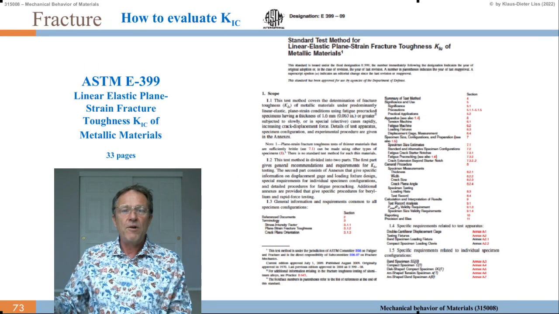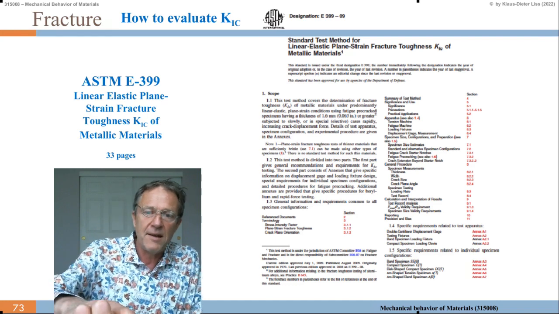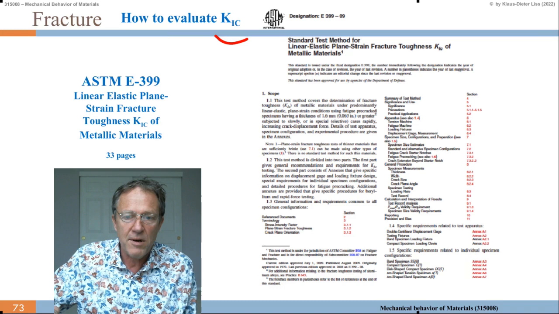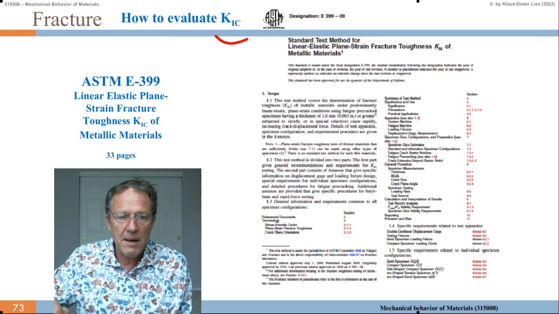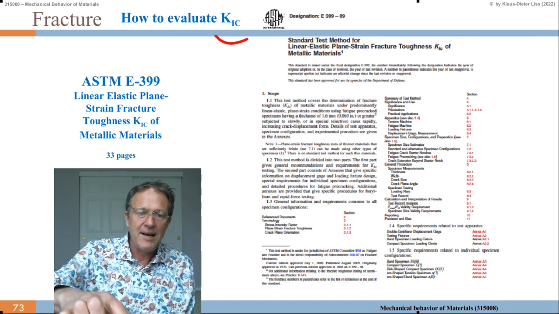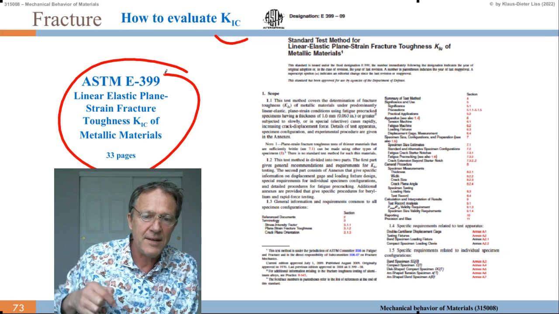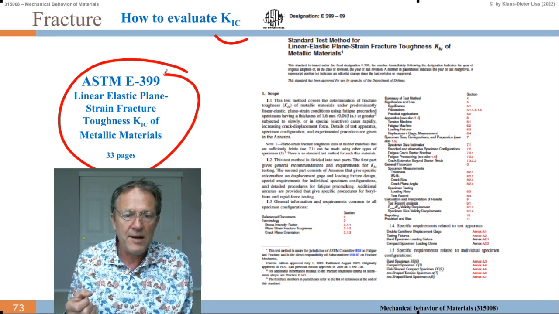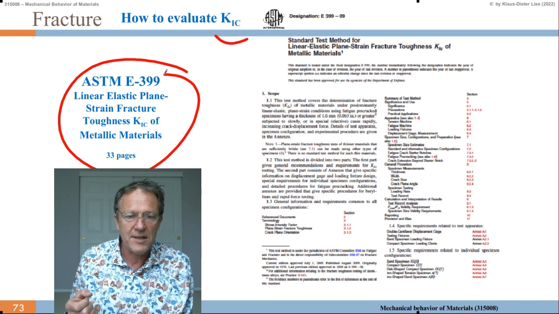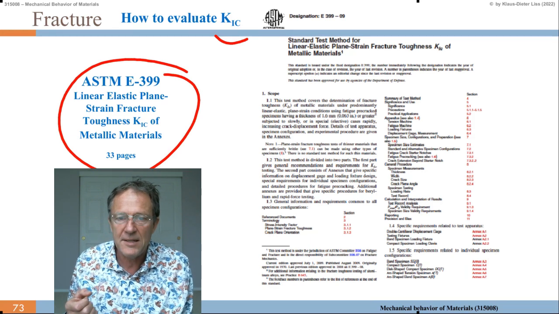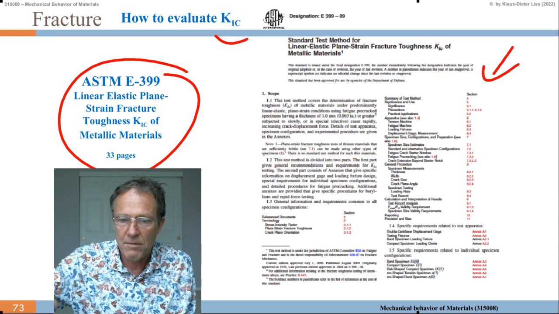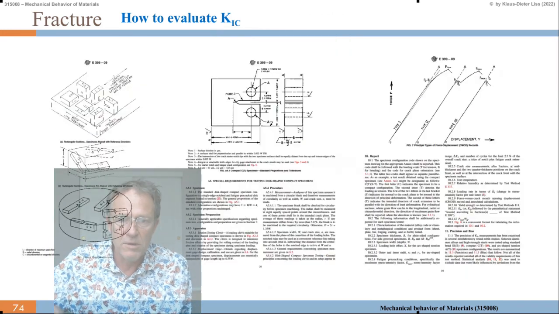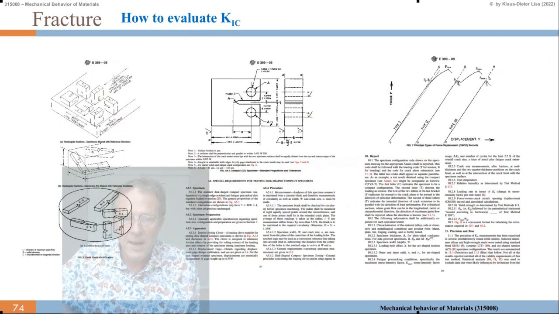Also, now how to evaluate the K1C, the critical stress intensity factor for mode 1. This is tabulated, and this is also explained in the ASTM E399 guidelines, standards on linear elastic plane strain fracture toughness K1C of metallic materials. And there's one page out of this standard book. I think it's by ASM.